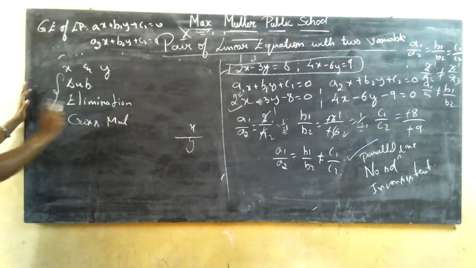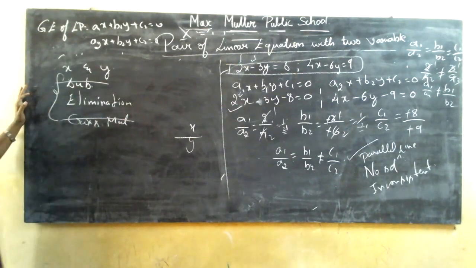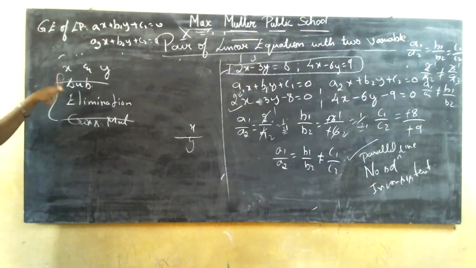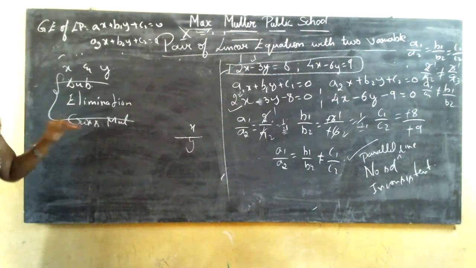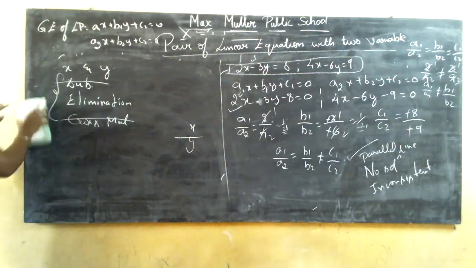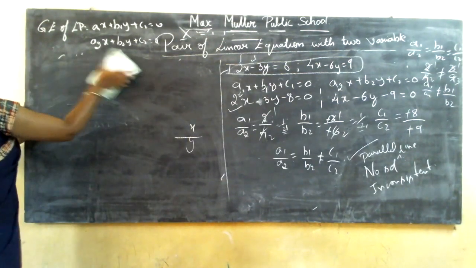In this method, you have only the elimination method. The substitution method and the cross multiplication method are not there. Only one method is there, that is only the elimination method. What is this elimination all about?